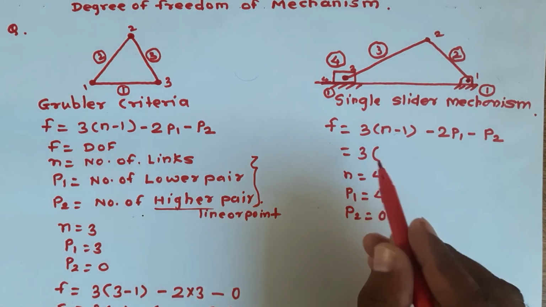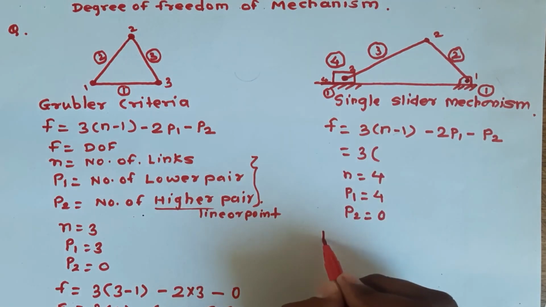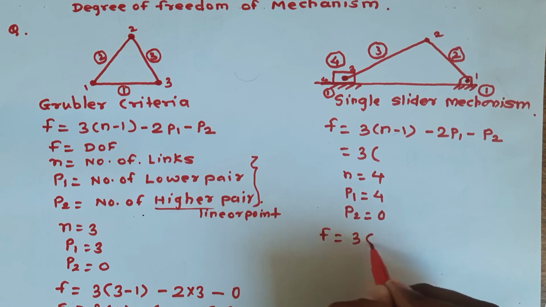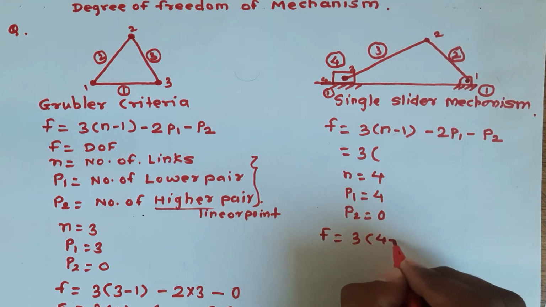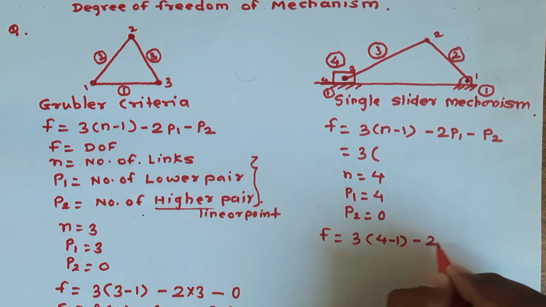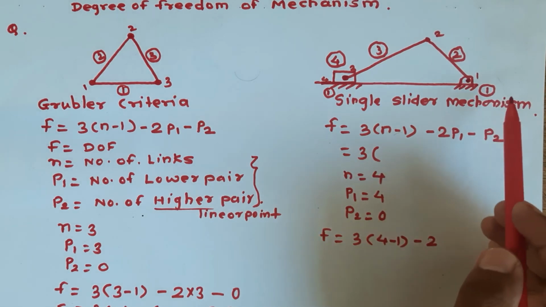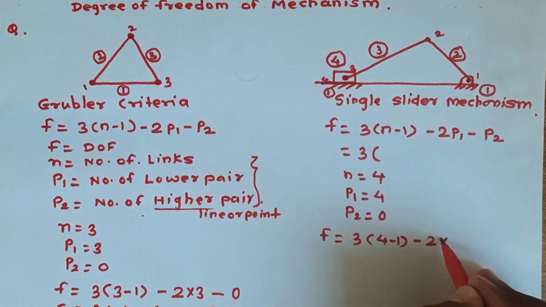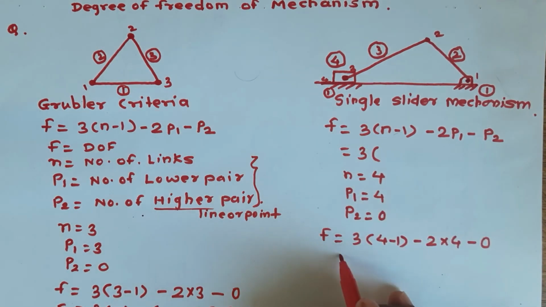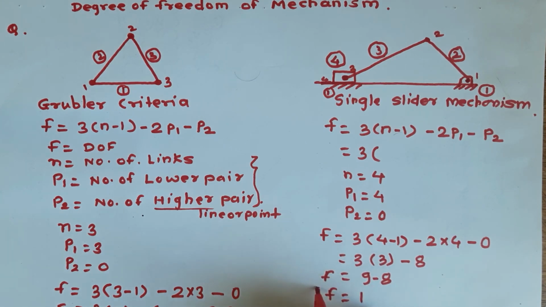So we have to put all the values here. F is equal to 3 into the number of links 4 minus 1, minus 2 P1, where the number of lower pairs is 4, minus the number of higher pairs, which is 0. Putting in all values, we get the degree of freedom of this mechanism as 1.